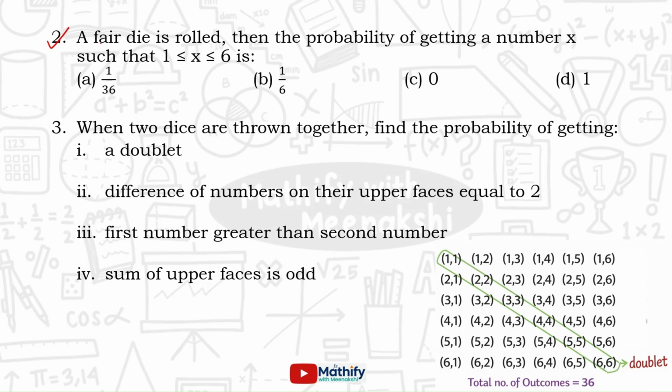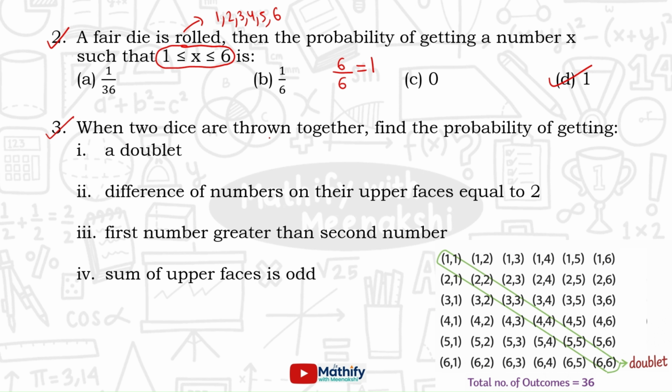Second question. A fair dice is rolled, then the probability of getting a number x such that x is from 1 to 6. Now we know that when we throw a dice, we will get 1, 2, 3, 4, 5, 6. That means total outcomes are 6. And here the favorable is from 1 to 6. That means favorable also 6. So that's a sure event. Answer is 1. Let's move to third question.